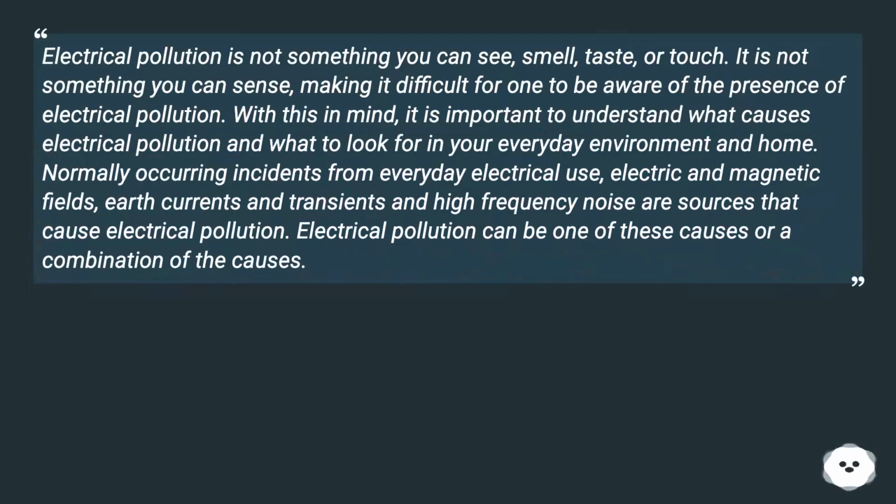Electrical pollution is not something you can see, smell, taste, or touch. It is not something you can sense, making it difficult for one to be aware of the presence of electrical pollution. With this in mind, it is important to understand what causes electrical pollution and what to look for in your everyday environment and home. Normally occurring incidents from everyday electrical use, electric and magnetic fields, earth currents and transients and high-frequency noise are sources that cause electrical pollution. Electrical pollution can be one of these causes or a combination of the causes.